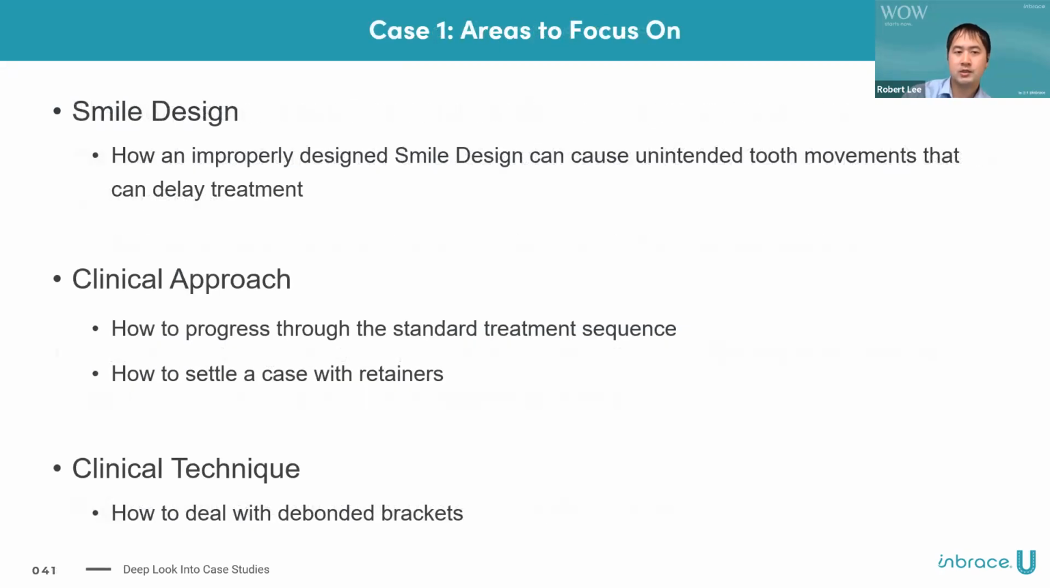In the first case, the areas that we're going to focus on throughout the progression of this case are, first, the smile design: how can an improperly designed smile design cause unintended tooth movements that can delay treatment? From the clinical approach, the main goal is how we are progressing through the standard treatment sequence that we've been discussing, and how you can settle a case with the retainers. And from a clinical technique perspective, I'm going to go over how to deal with the debonded brackets that happen throughout treatment.